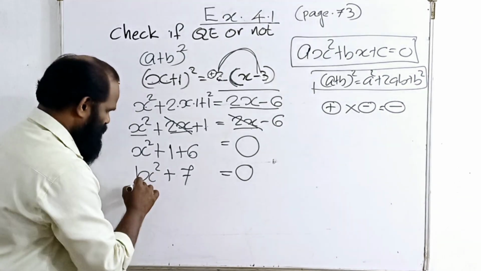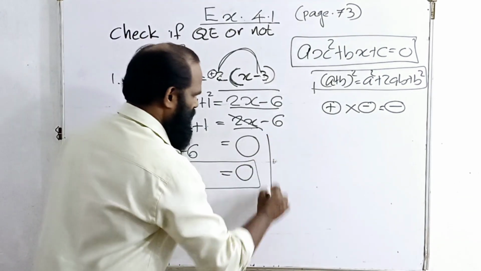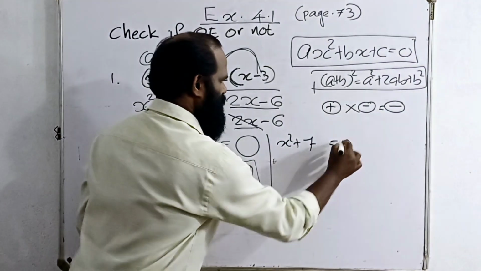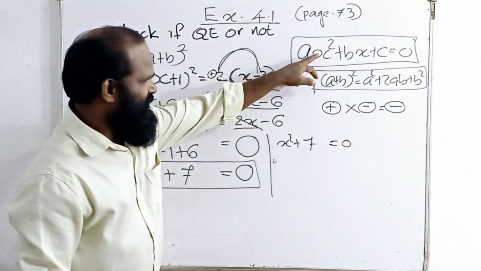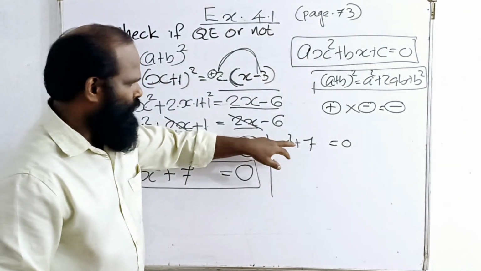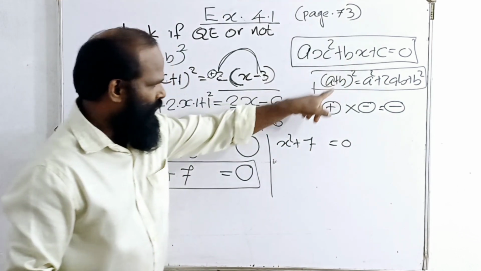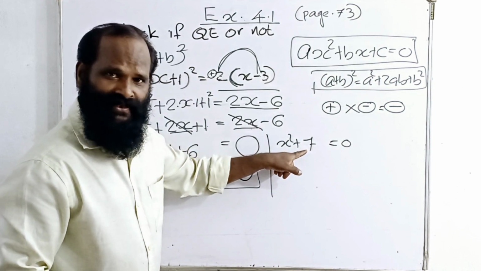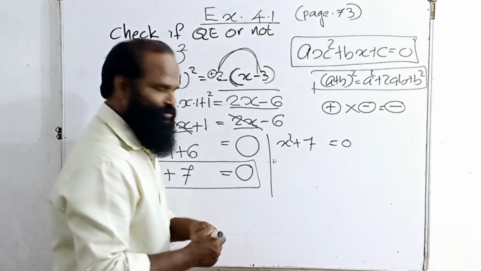Let me speak about this one once again. X square plus 7 is equal to 0. When you compare, we can see the term x square, but you don't find any term with the x. There is no term with the x here. Is it a quadratic equation then? No problem. It can be rewritten this way.